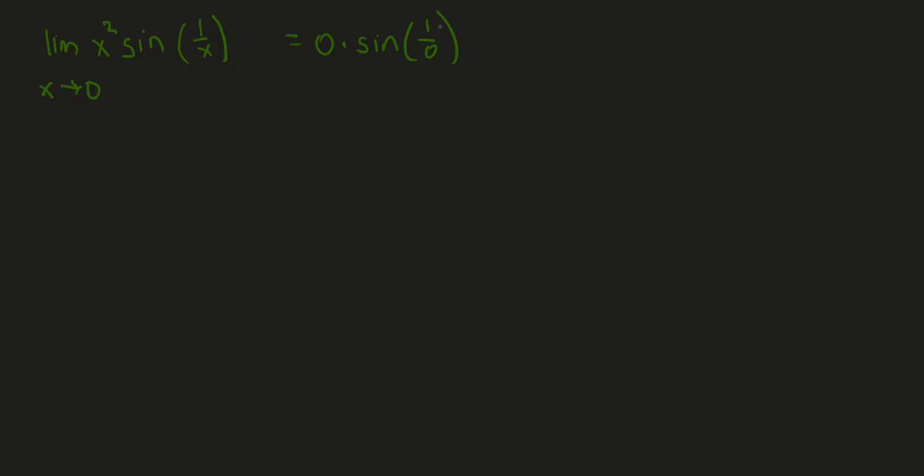Sine of 1 over 0, I can't even do 1 over 0. If you put that in a calculator, you're going to get nothing, right? And so at that point, we're stuck. Okay, so we know direct substitution is not going to work. And the even harder part is how do we even simplify this so that we could do direct substitution? We really can't. So that's when we're going to turn to squeeze theorem here.